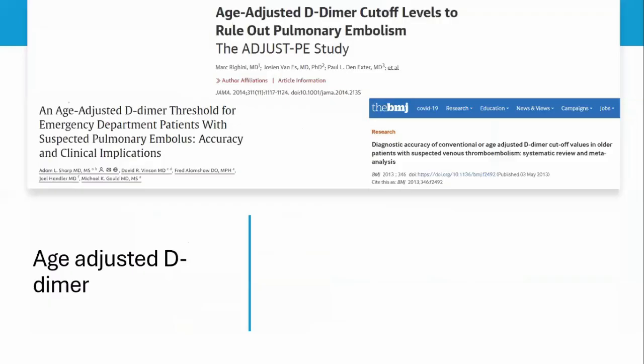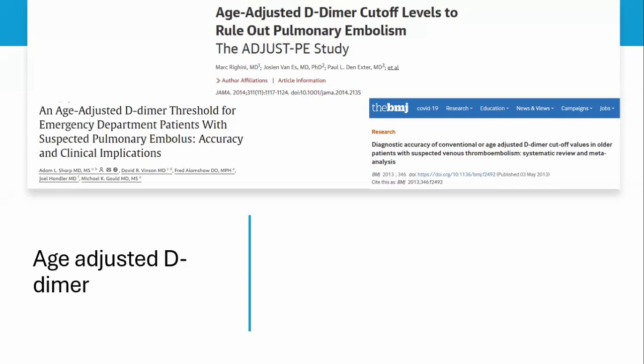Then age-adjusted D-dimers, the big study there, the ADJUST-PE study. So they wanted to know, does an age-adjusted D-dimer value rule out PE in patients with a low or moderate pretest probability? And they actually found that compared to the D-dimer cutoff alone, if you use an age-adjusted D-dimer with appropriate pretest probability, there's an increased number of patients in whom PE could be ruled out without a significant increase in the number of PEs that were missed, which is really nice.